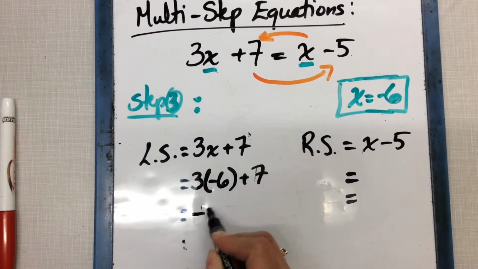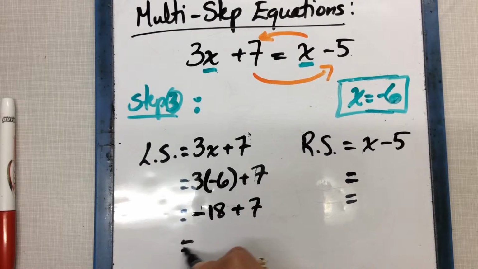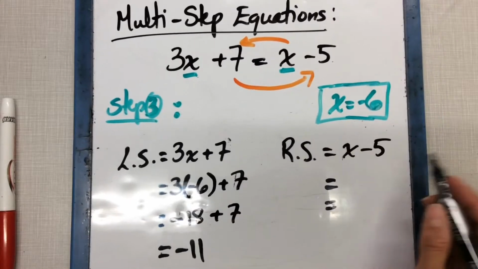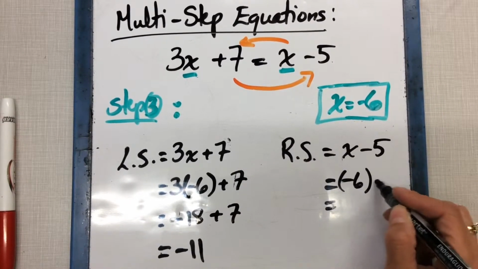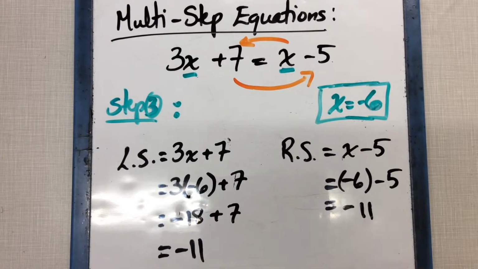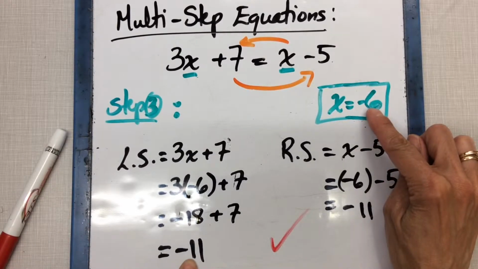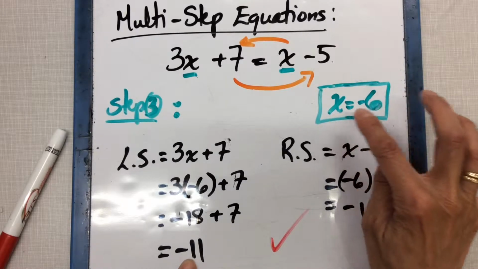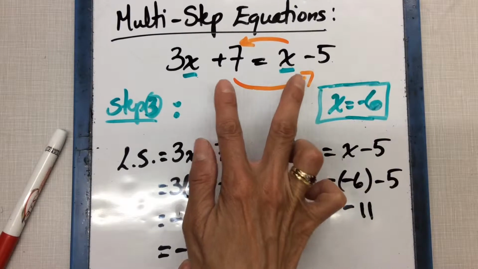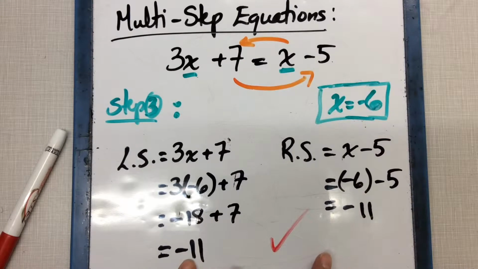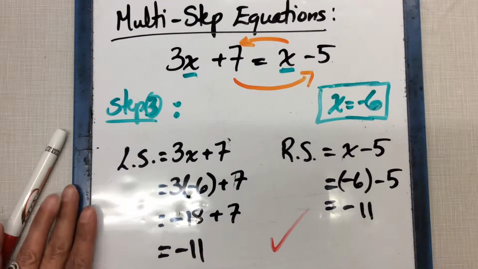And 3 times negative 6 is negative 18, plus 7 is negative 11. So we're hoping to get negative 11 on this side too, to make sure we're correct. Negative 6 in brackets again, minus 5, negative 11. The 2 are the same, and we have done a good job. And there you go. Sometimes students say, well, this is not the same as that. Well, the reason is that when x is equal to negative 6, it satisfies this equation, making both sides equal the same thing. And what is that? It's negative 11. And that's what that means.